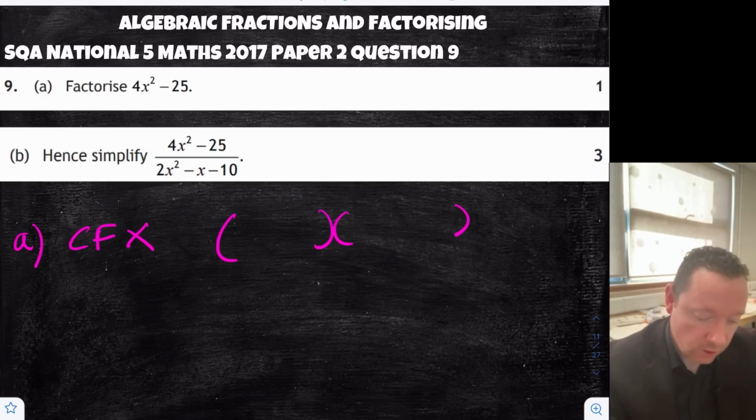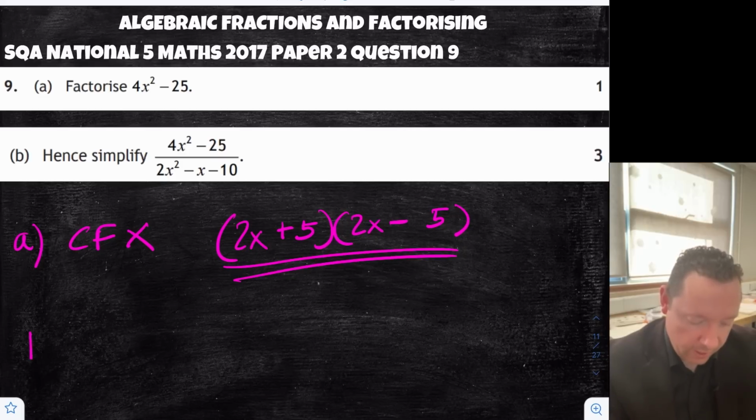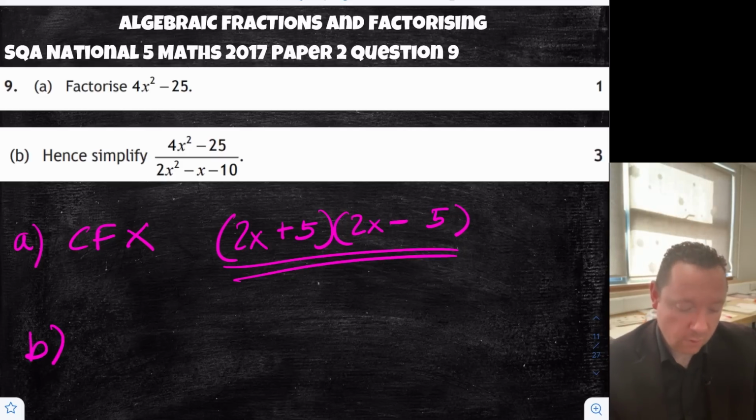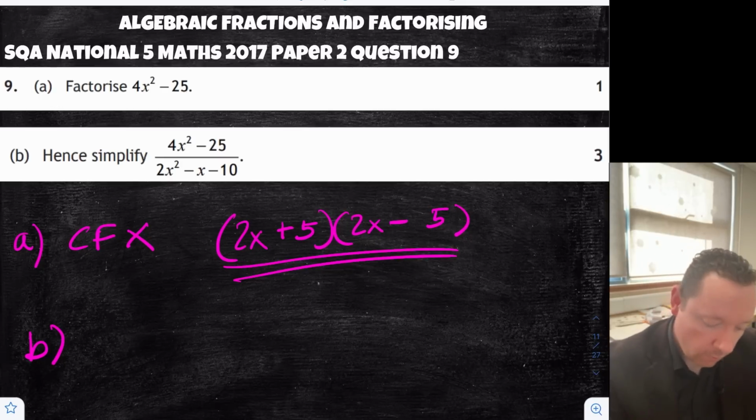And this is called a difference of two squares because it has got a minus, it's got two things, it's got an x squared, and then it's got just a number. So I square root the first term, 2x and 2x, and a square root the last term, 5 and 5. And then it's just plus for one of the brackets and minus for the other. And we're done there. Part B, hence simplify 4x squared minus 25 over this other quadratic. So we've already factorised the top, so let's factorise 2x squared minus x minus 10.